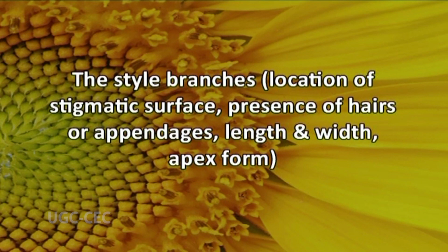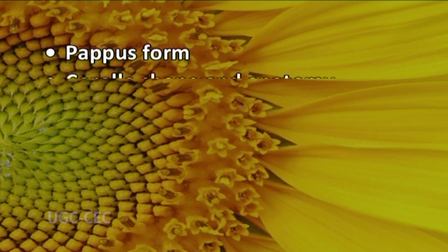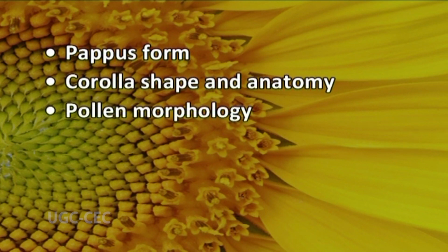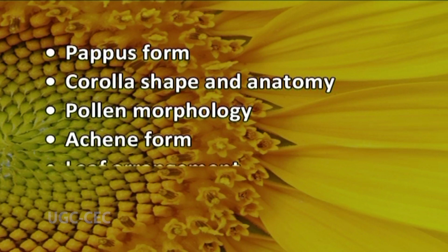Also, the characters like pappus form, corolla shape, and anatomy. And also, the pollen characters, the morphology of pollens, and the fruit characters, achene form, and the leaf arrangement have been prominently used in the tribal classification.